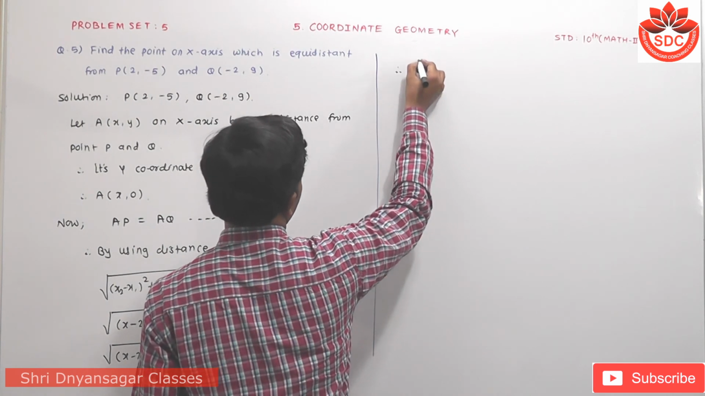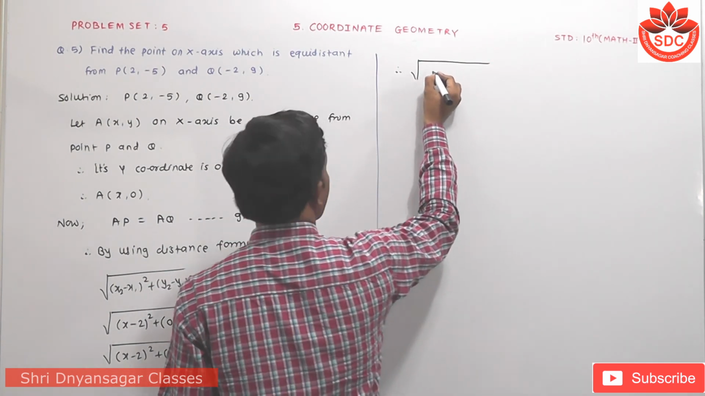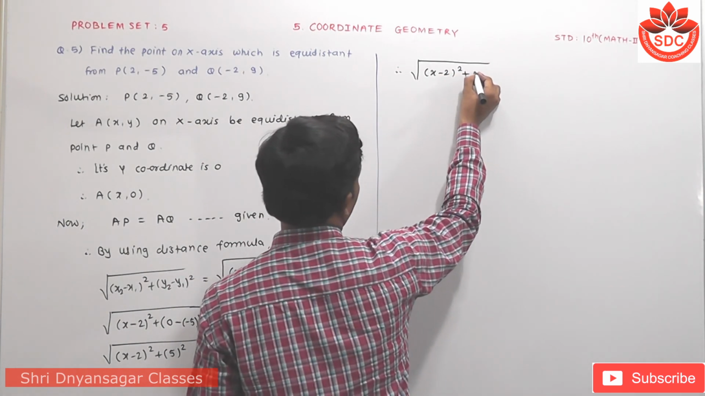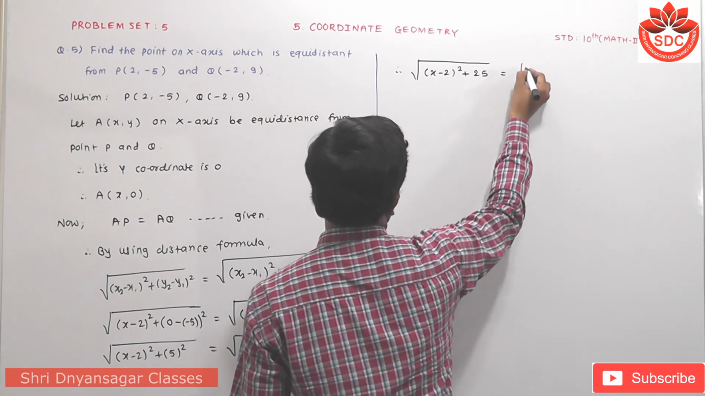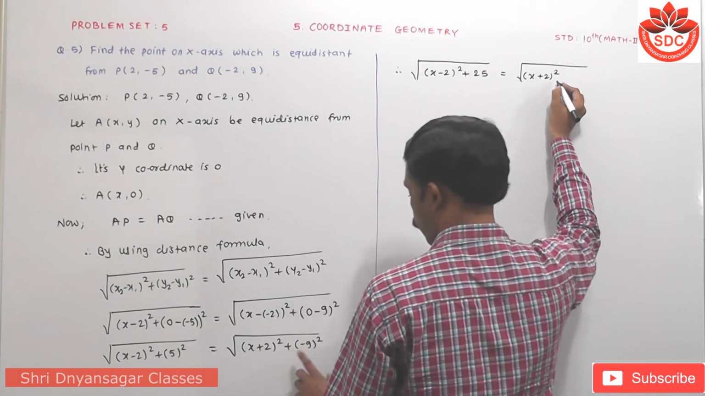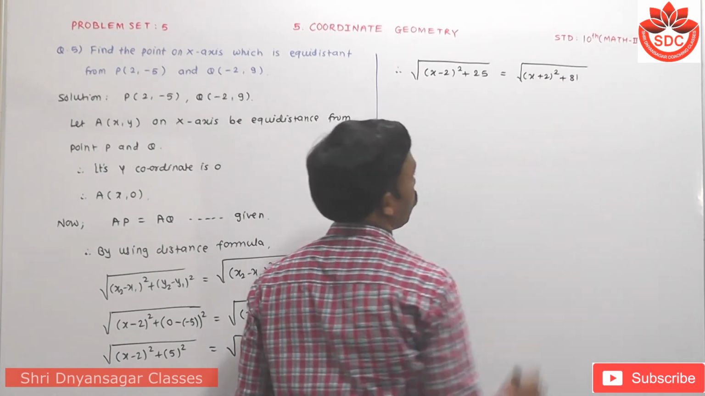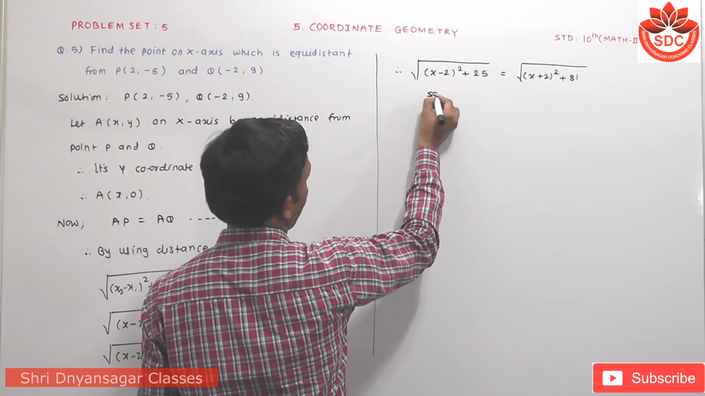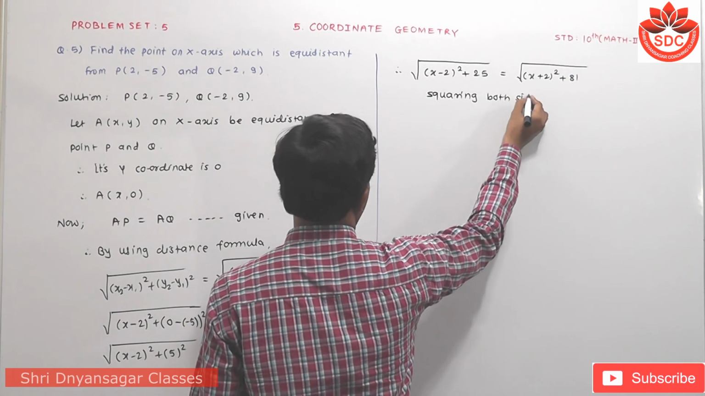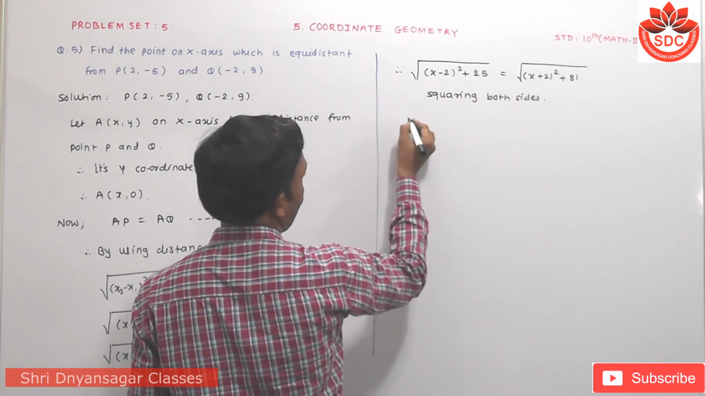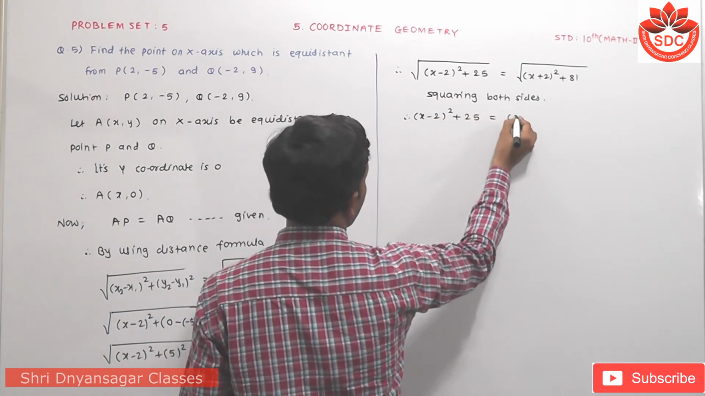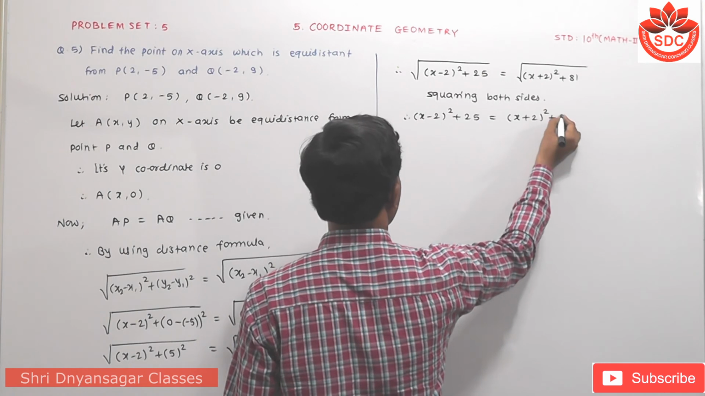Then student, I have to take its square also. So again I have to take this radical side as it is. This is x minus 2 bracket square plus square of this is 25 is equal to here also x plus 2 bracket square and square of minus 9 is plus 81. Student, then squaring both sides. At that time, this square root sign gets cancelled, in that x minus 2 bracket square plus 25 is equal to x plus 2 bracket square plus 81.